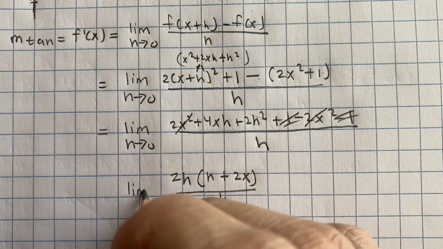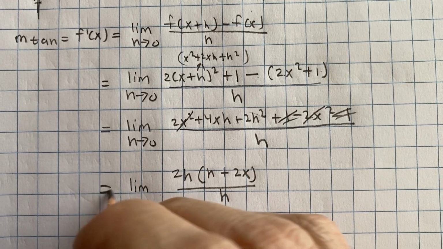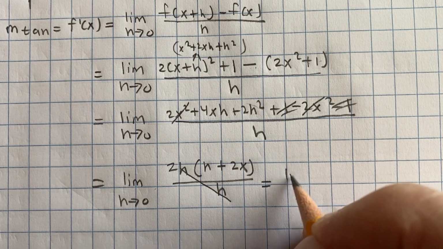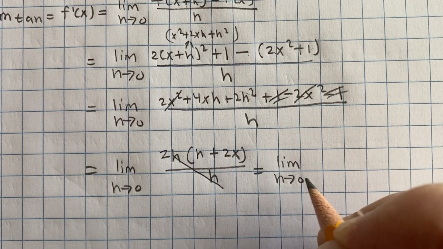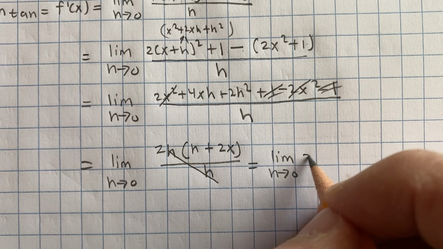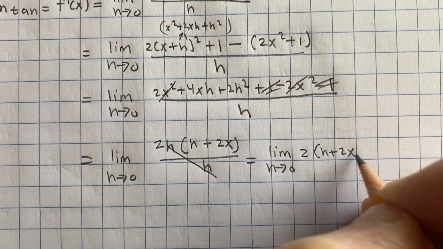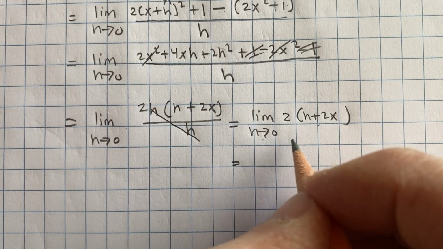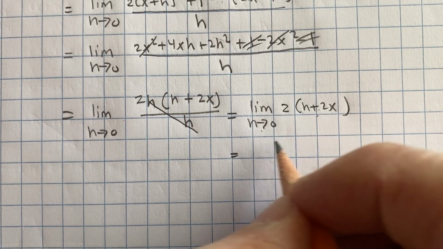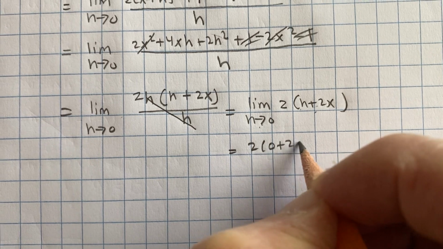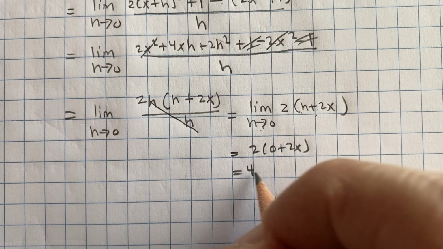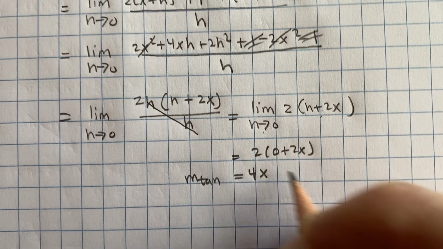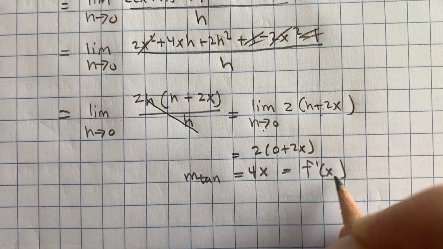Okay, keep running that limit as h goes to 0. These h's will cancel out, and all you're left with is the limit as h goes to 0 of 2 times (h plus 2x). Now at the very end, you can plug in 0 into this expression. Once you plug in 0, you're just going to get 4x. Okay, so this is my slope of the tangent line. This is also my f prime of x, right?